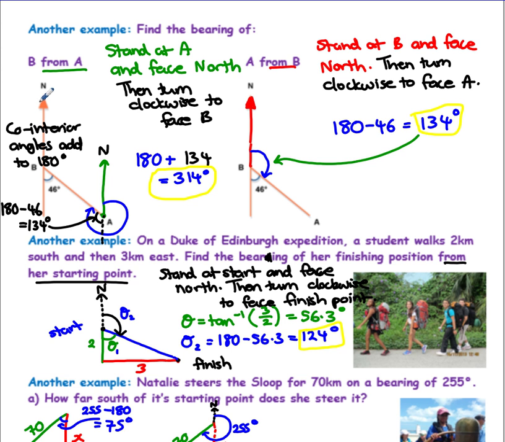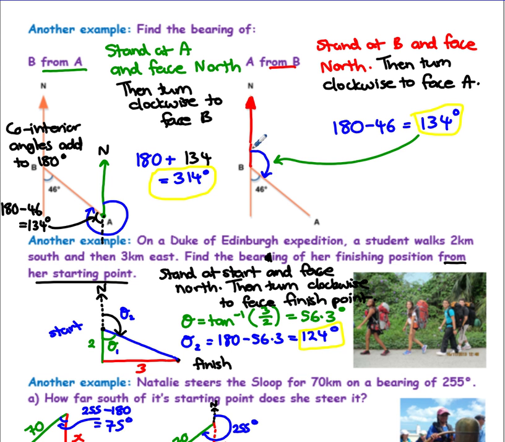And that's already 3 digits, so we've got a nice true bearing there. Then A from B, we're asked to stand at B and face north. So I've drawn in that red arrow there. Then turn clockwise to face A. There's our blue arrow.